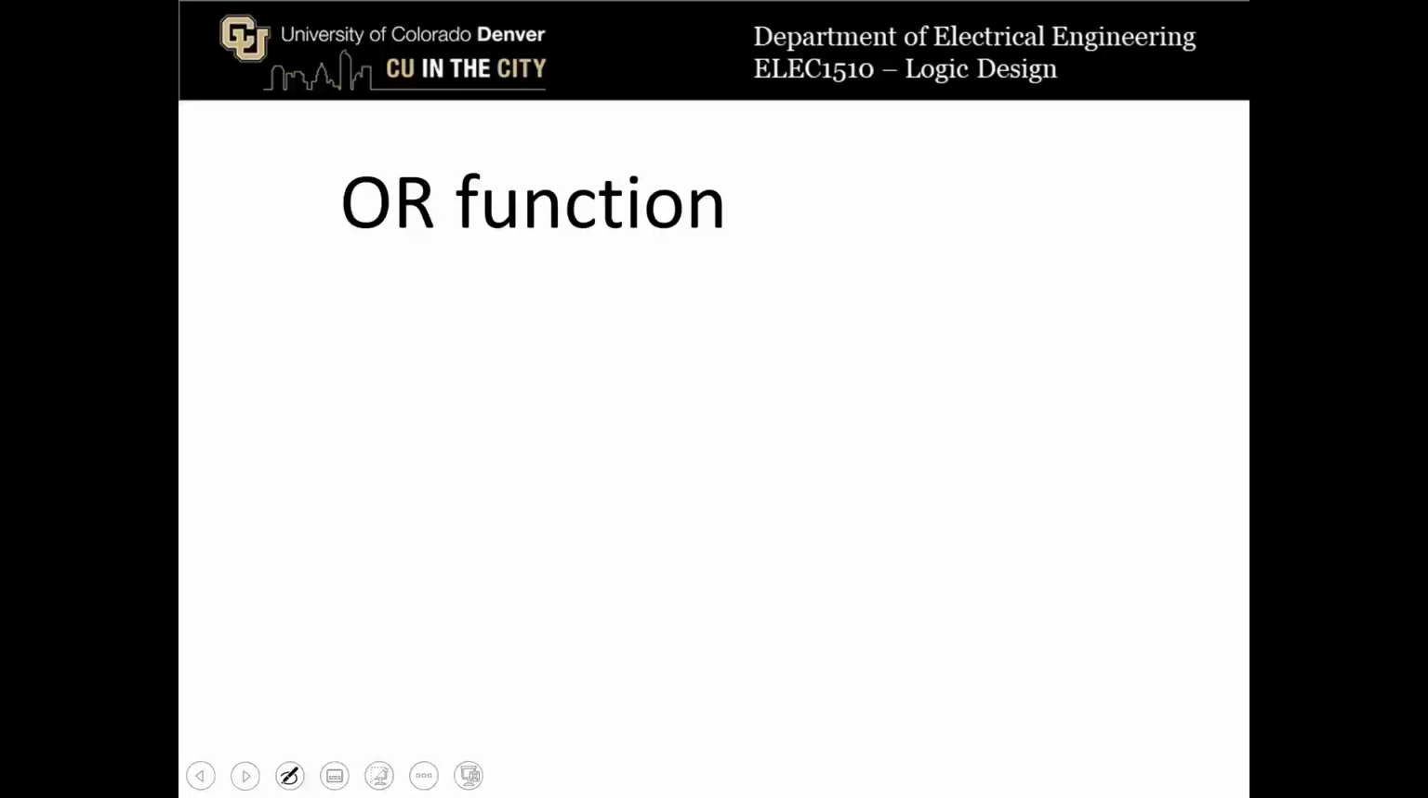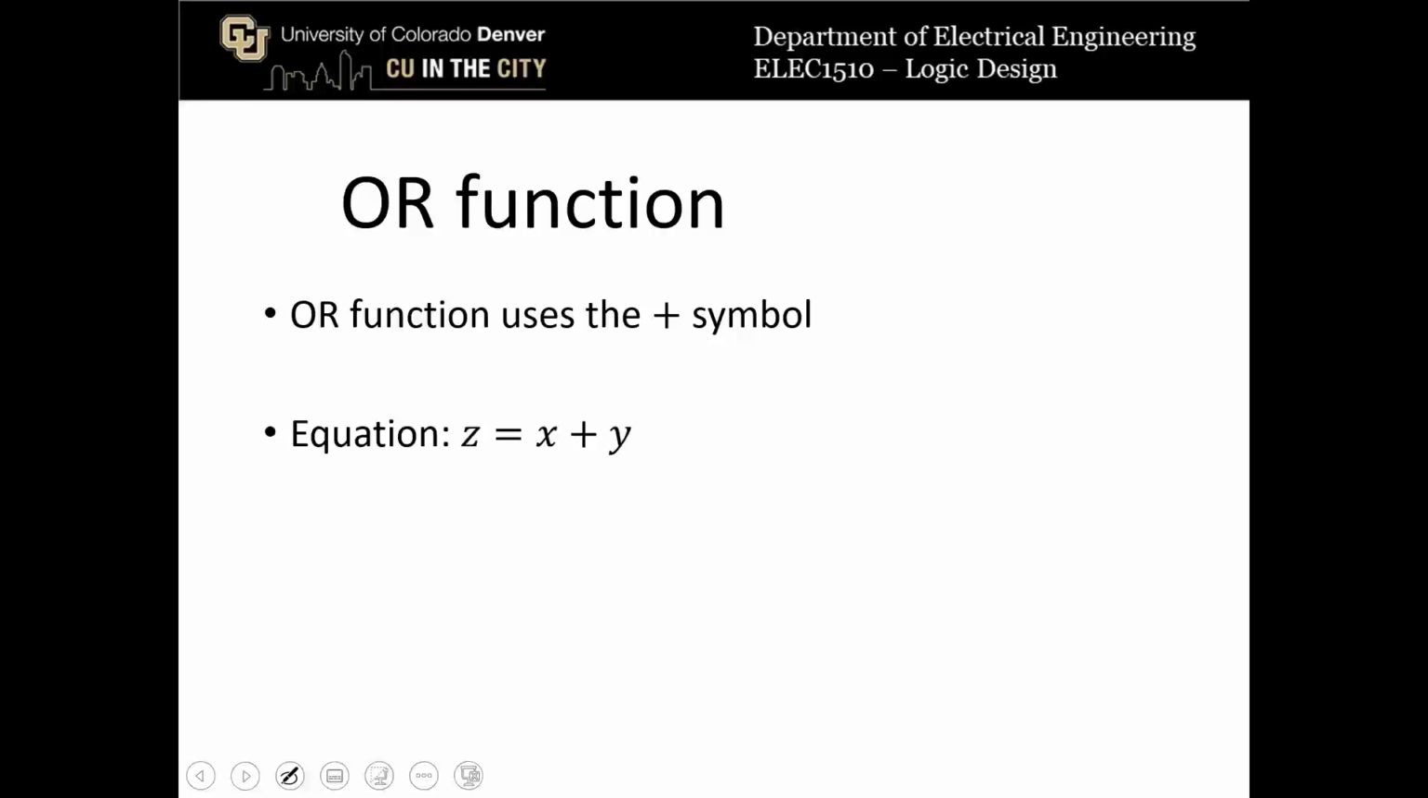Another function that we deal with a lot is the OR function. The OR function uses the plus symbol. So an example equation using the OR function would be z equals x plus y. So all of these are binary variables. Z is a binary variable, x is a binary variable, y is a binary variable. The translation of this is that z equals 1 if x or y or both are equal to 1.